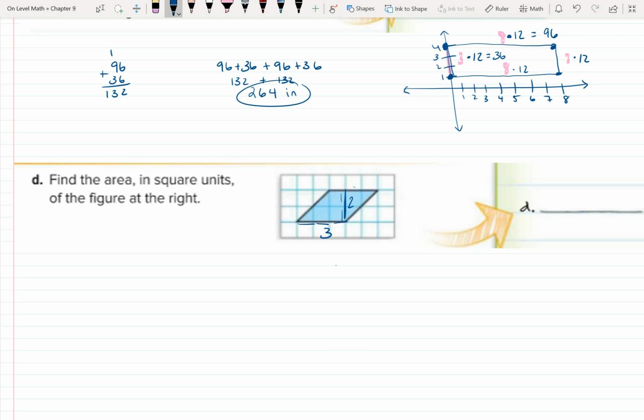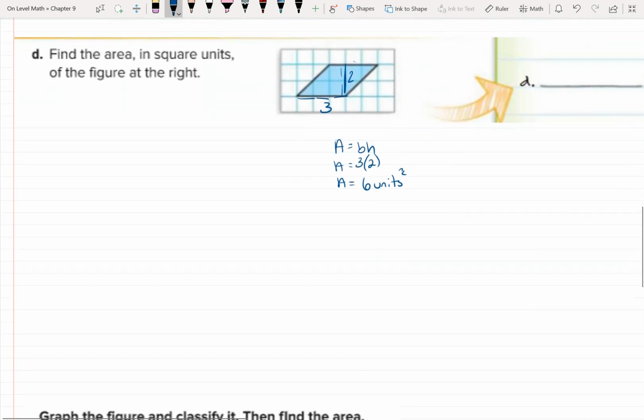So area of a parallelogram, go back to your notes, you have all of those formulas. It's base times height. So your base is 3 units, your height is 2 units, which means your area is 6 units squared. So this lesson is really nothing new, it's just kind of piling what you already know into one section.